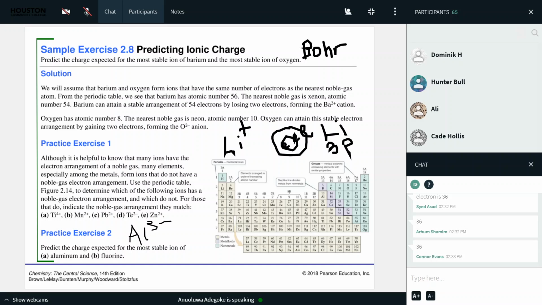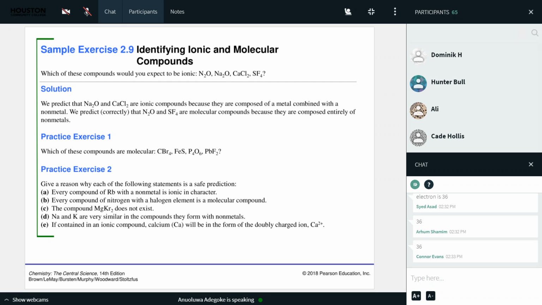And fluorine is right here in group 7. Fluorine is in the group of chlorine, so it's minus. So the charge for the most stable ion of fluorine is -1. The charge for the most stable ion of aluminum is 3 plus. Aluminum is right there in group 3. Remember I said metals in group 1, 2, 3.